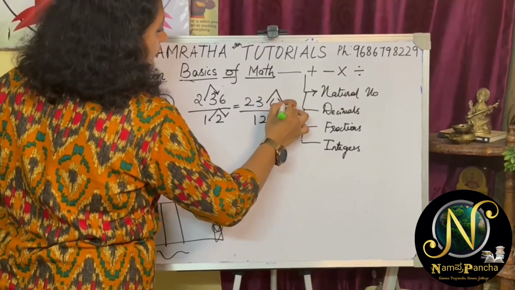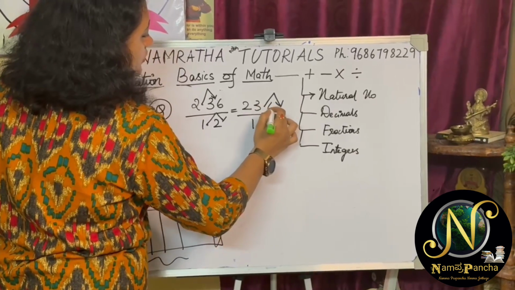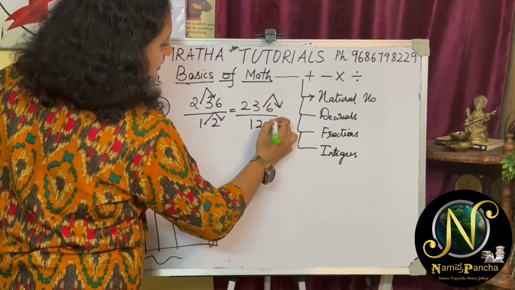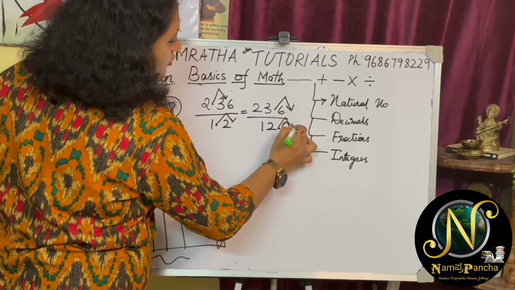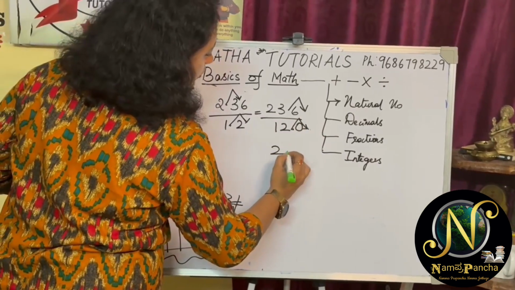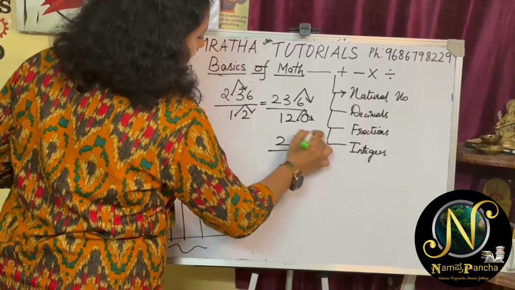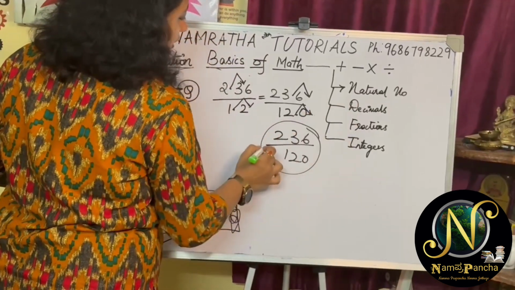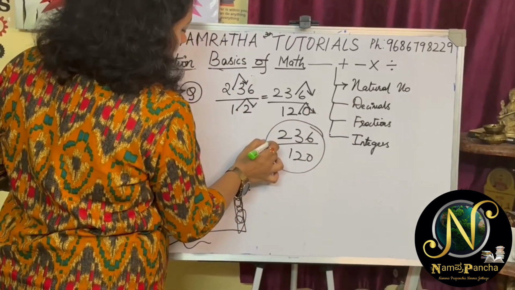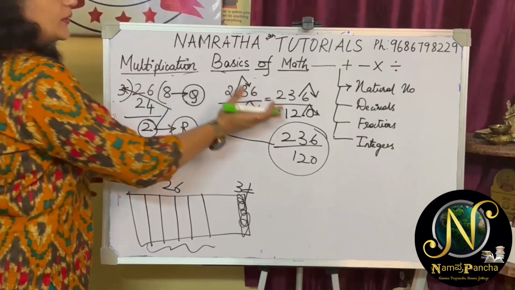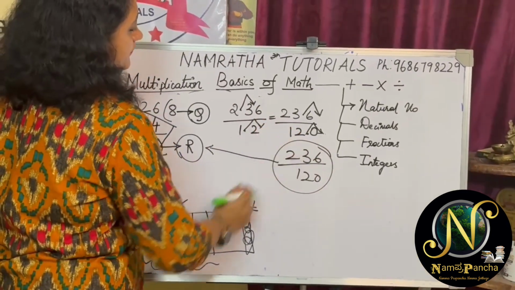the point. I am removing the point here, so it is becoming 236, but I don't have any point to move here. That means it has a 0. So when you move, it will become 120. So the new number is 236 by 120. Now we have converted the decimal into a natural number, and using the same way that I taught in natural numbers, you can perform the division for this.